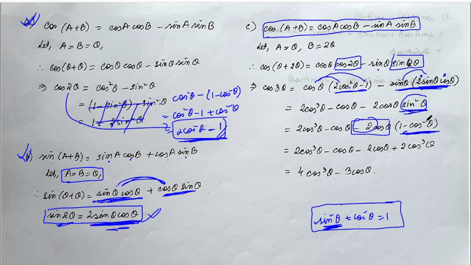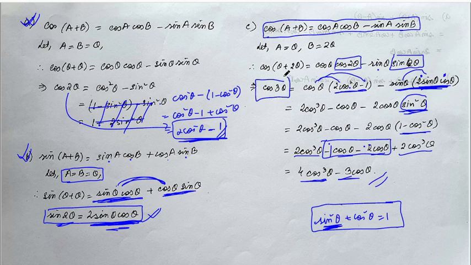So minus 2 minus will give us plus 2. Then you just add them up. We have 2 cos cube theta. 2 plus 2 will give us 4, and cos theta, minus 2 and minus 1, so overall it's minus 3. So that's the formula for cos 3 theta: 4 cos cube theta minus 3 cos theta.